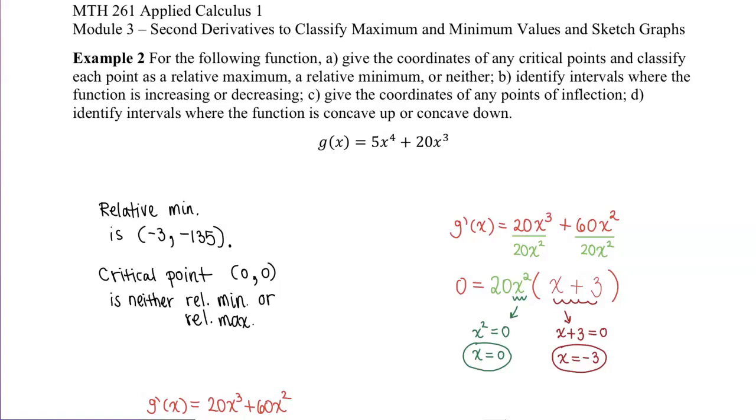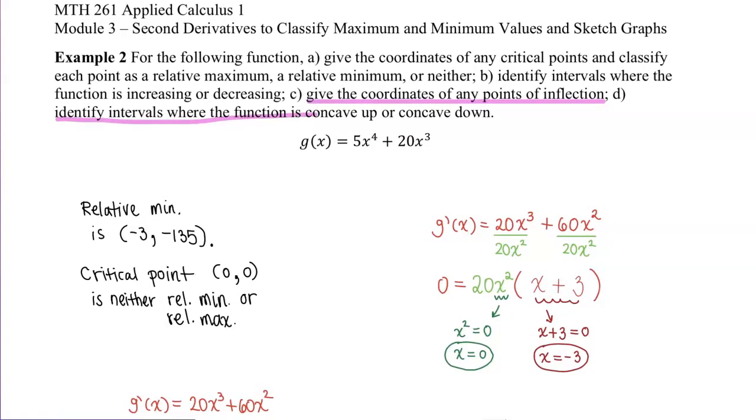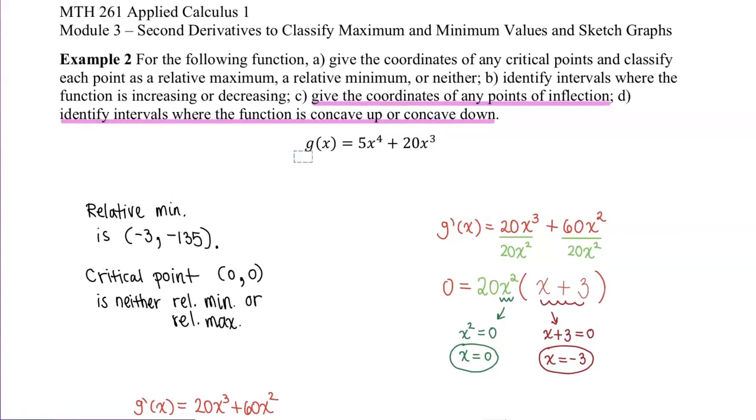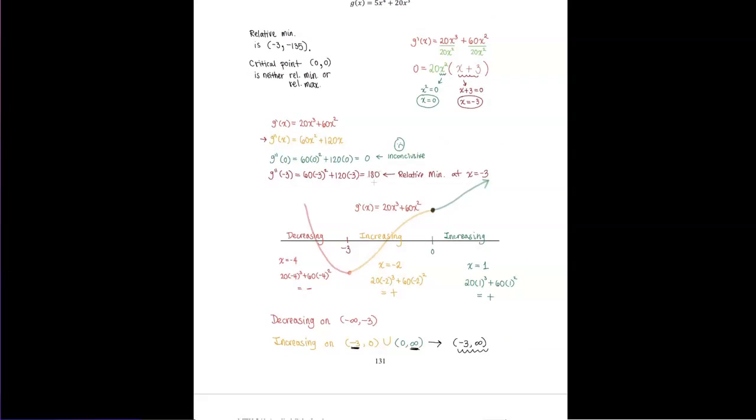So this time we're going to look at points of inflection and the intervals where the function is concave up or concave down. All of this is g of x. So I'll copy this. We used up a whole page doing parts A and B, so I will add another page so that we can now answer parts C and D.